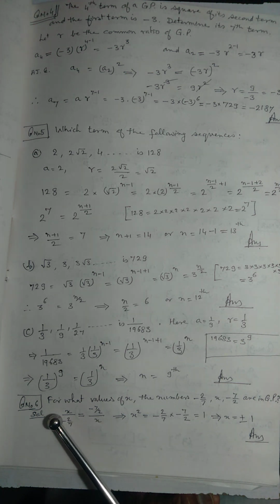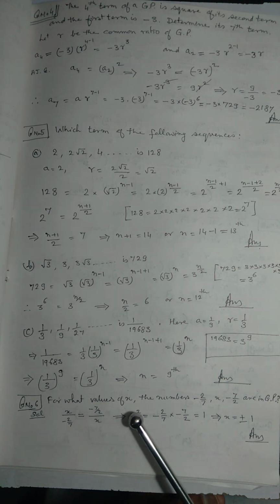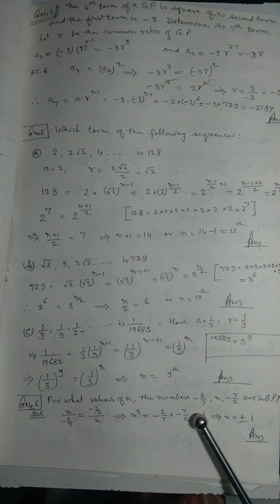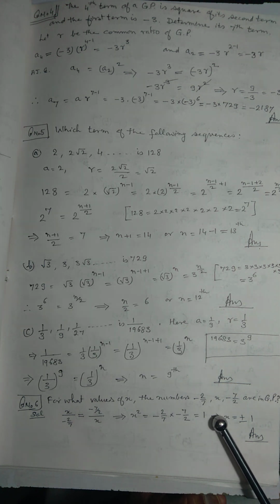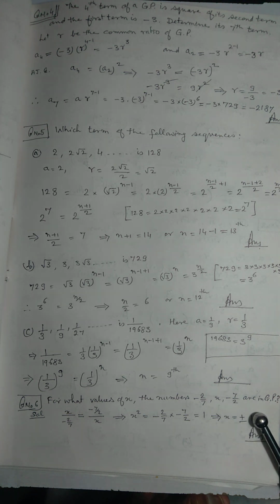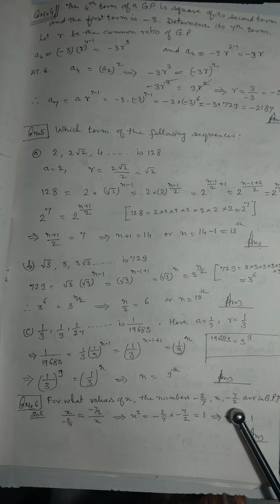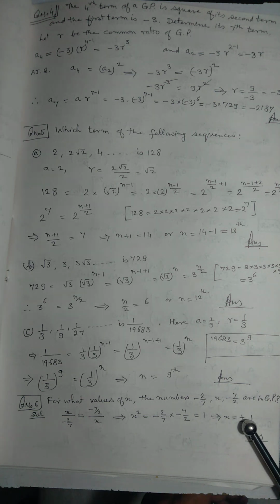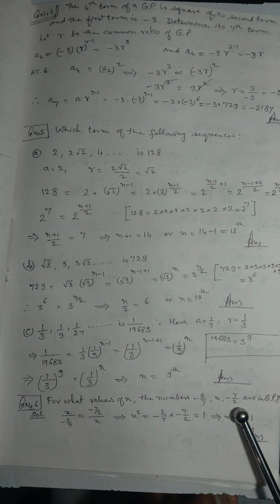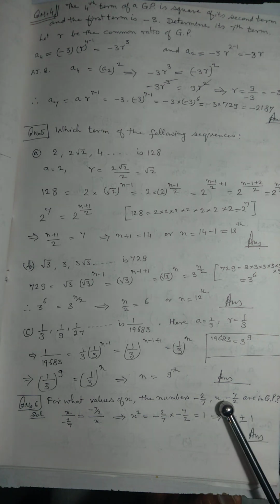Now come to the question number 6. For what values of x the numbers minus 2 by 7, x, minus 7 by 2 are in GP? अब ये तीन टर्म्स दिए हुए हैं, माइनस 2 by 7, x एंड माइनस 7 by 2, और हमारे को बताना है कि ये कब जीपी में होगा, x की वैल्यू क्या होगी.